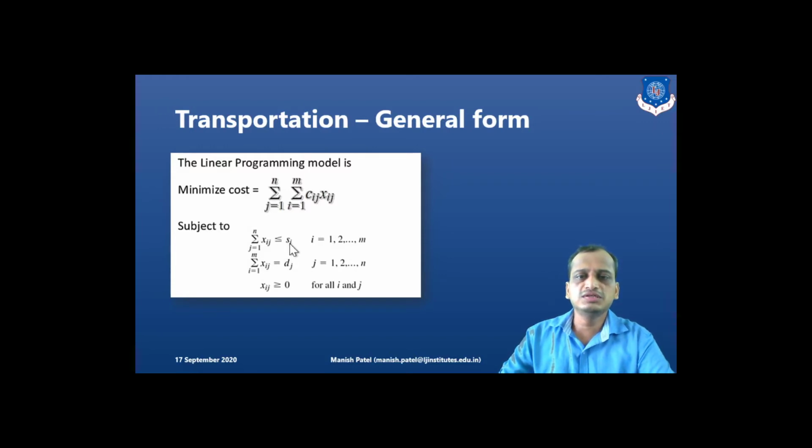Again, less than or equal to is the supply constraint, and equal to is the constant demand, right? For the demand constraints, we find the sum, and those are the constraints. For the supply side, it should be less than or equal to whatever the supply is.